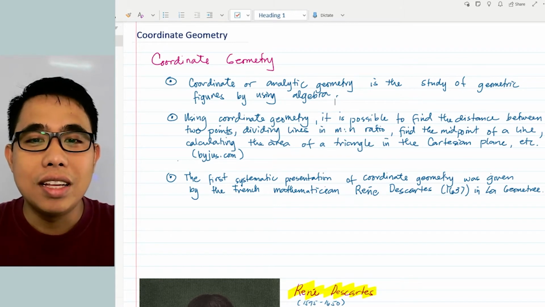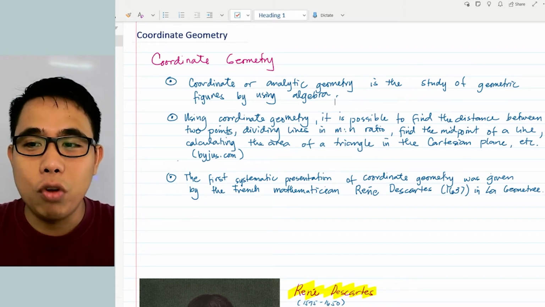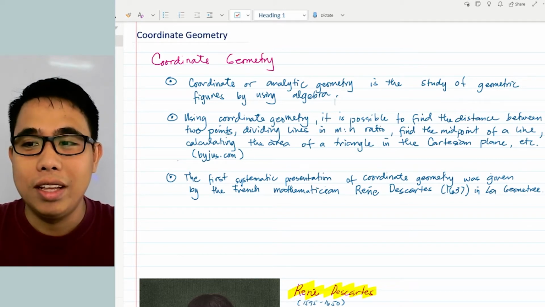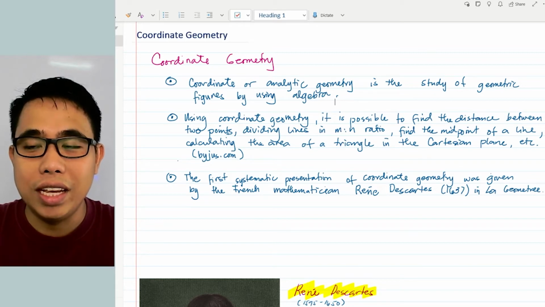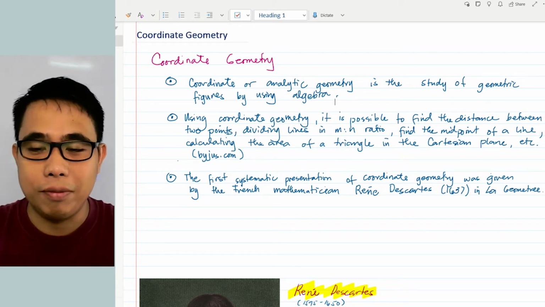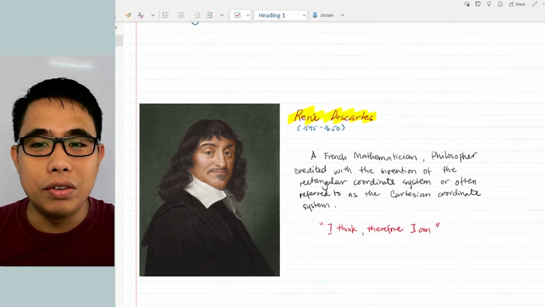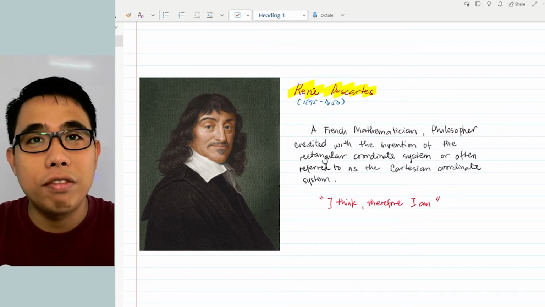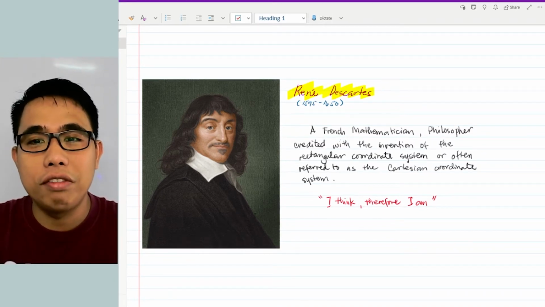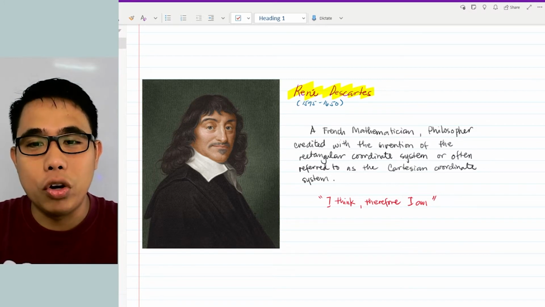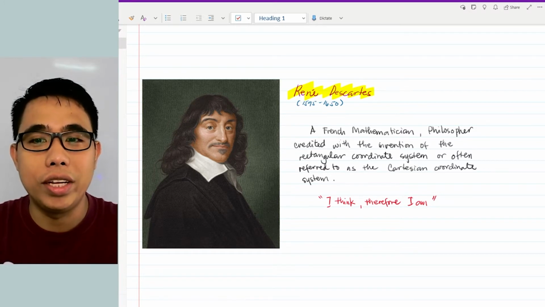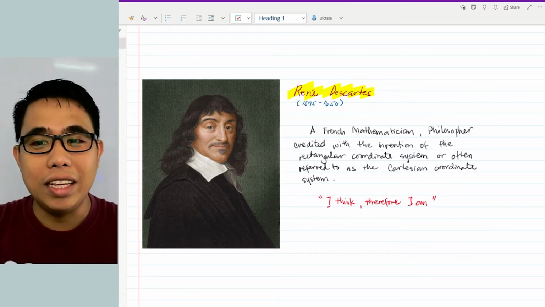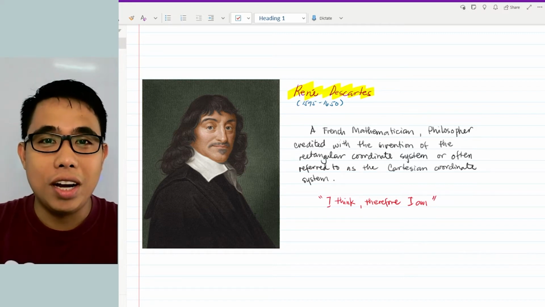The first systematic presentation of coordinate geometry was given by the French mathematician René Descartes in 1637 in his book La Géométrie. So who is René Descartes? René Descartes is a French mathematician, philosopher, credited with the invention of the rectangular coordinate system, often referred to as the Cartesian coordinate system. And he is famous for his line, "I think, therefore I am."